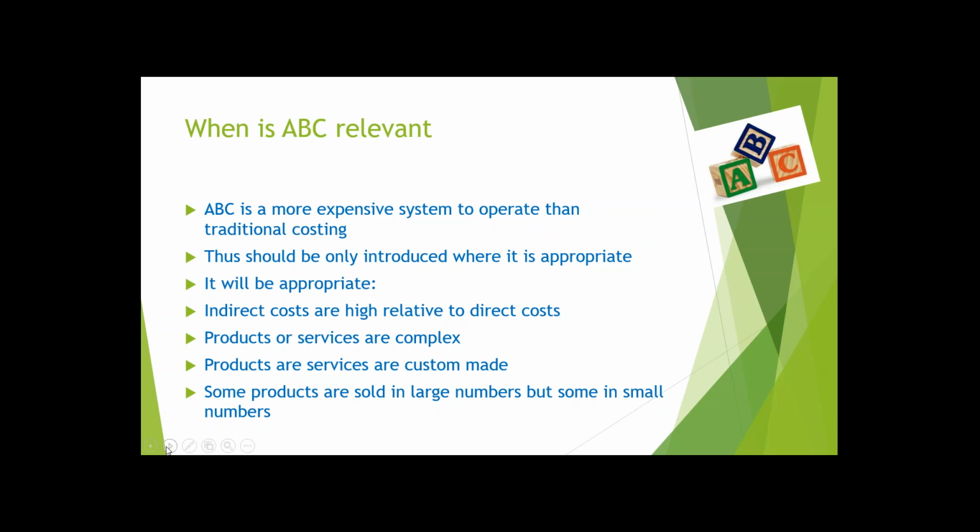Because it is expensive, we must use it only where it is appropriate. So where it is appropriate is a good short question. It is very appropriate where the indirect costs are comparatively high relative to direct. So don't try to introduce ABC in a smaller factory or small office where your direct costs are more and little is overhead, because that can be very costly.